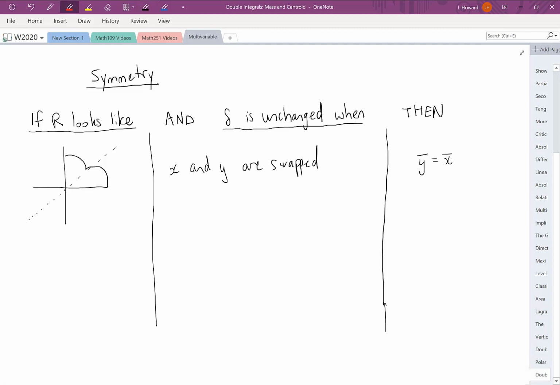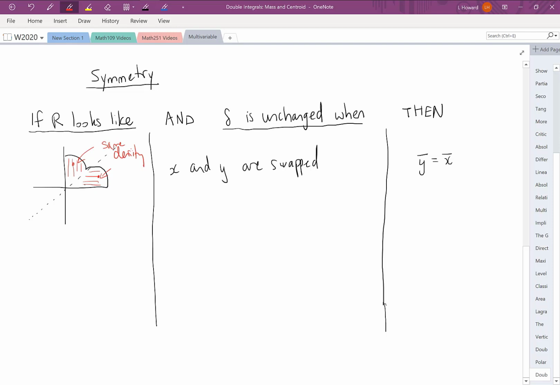So the idea here with symmetry is that you really need two types of symmetry in order to conclude that you have some sort of symmetry in your center of mass. You need your region R to have symmetry, but you also need that same type of symmetry in your function delta. And that type of symmetry says that if you take this point and you swap the x and y values, you get this point. So the idea is that you need these two points to have the same density.